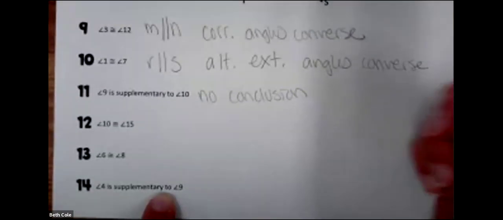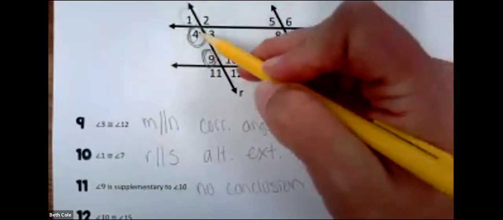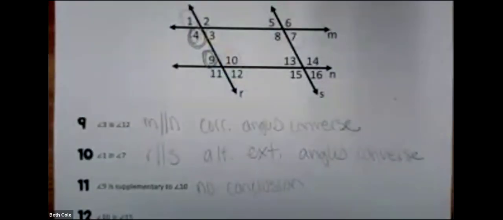All right, let's just do one more of these. Let's do another supplementary one. Let's do 14. It says 4 is supplementary to 9. So here, watch. I'll circle them for you. All you need to do is look. 4 and 9 are what kind of pair? Same side, interior. Good.